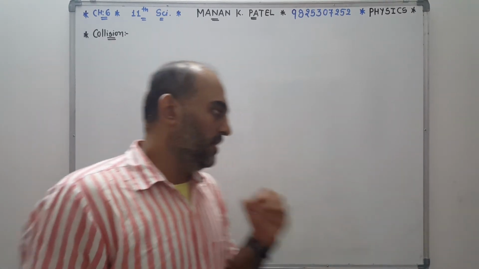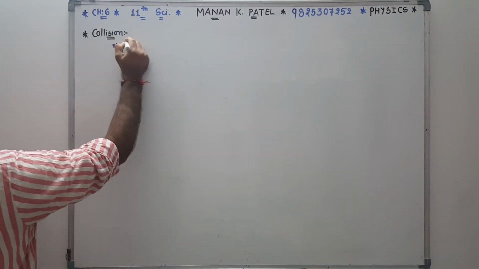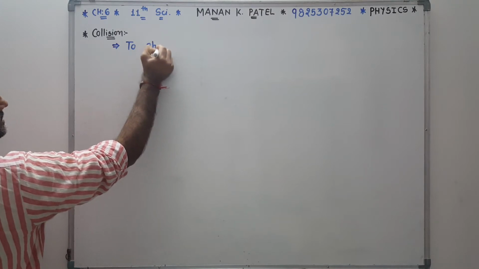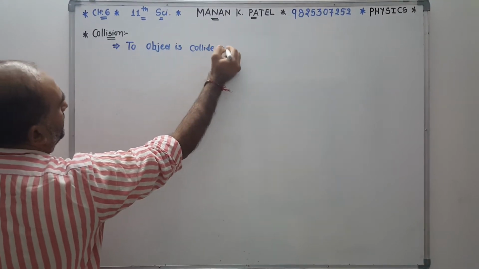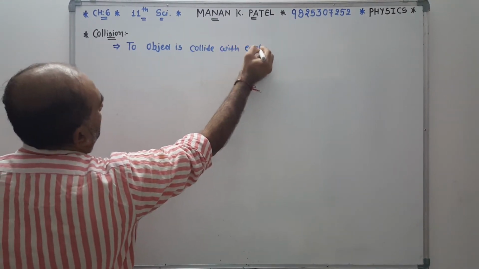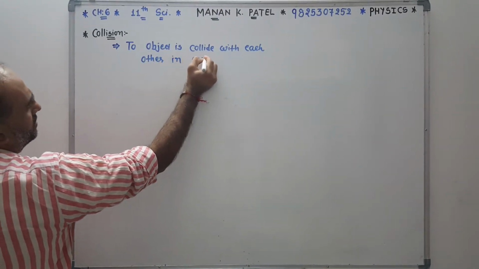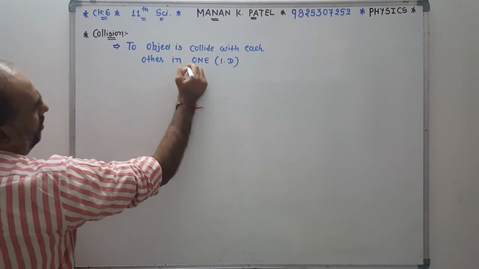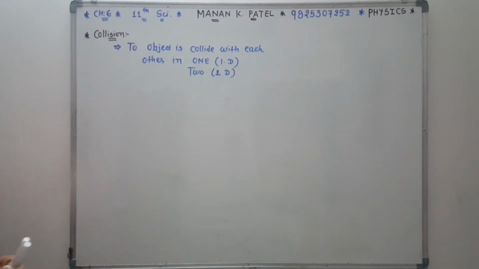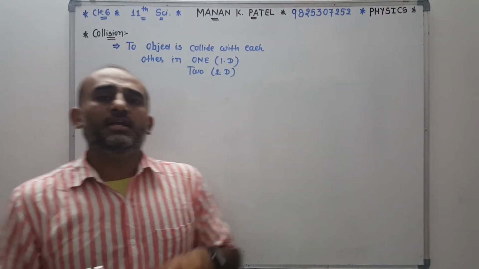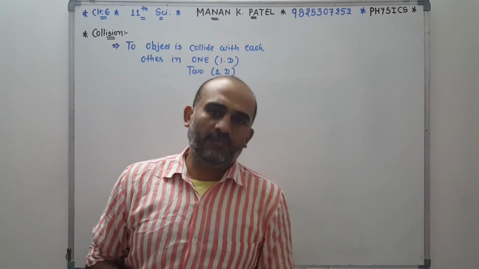So first of all we have to explain the collision condition. Collision means two objects collide with each other in 1 dimension or 2 dimensions, right? There is the possibility that after the collision and before the collision the velocity becomes different or stays the same.